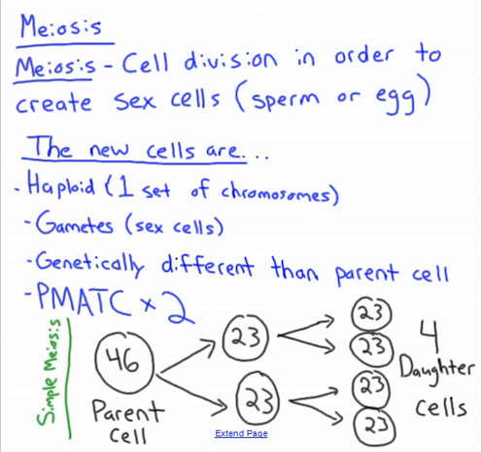The new cells that we make in meiosis are going to be genetically different than the parent cell. And they're also going to be genetically different from each other. Each sperm, each egg that is created is genetically unique. So we're getting genetic variety here. And then the last thing that I'll point out is meiosis is mitosis twice. So you do prophase, metaphase, anaphase, telophase, cytokinesis once, and then you go through that whole entire process again.